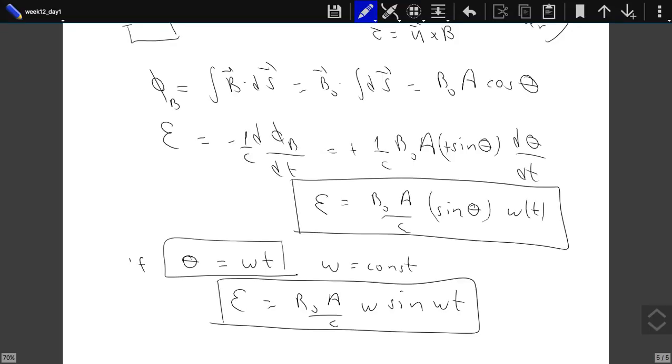Now you can talk about the phase difference between the motion and the EMF. There's a phase difference between the flux and the EMF, if you want to say that. When the flux is maximum, the EMF is minimum, because one is sine, the other one is cosine. There's a 90 degrees phase difference.